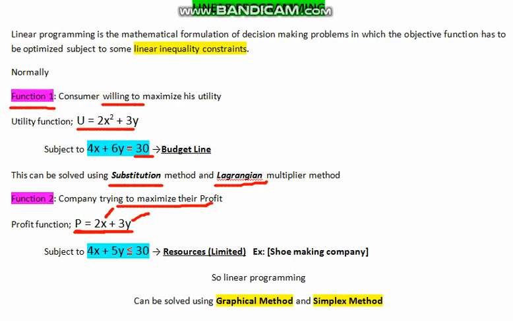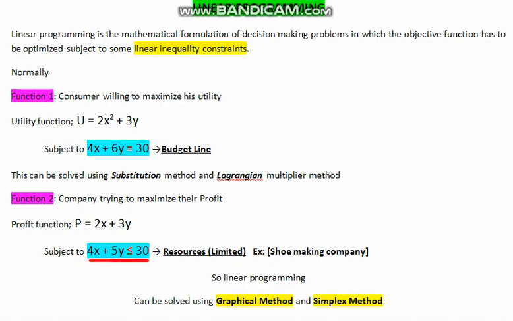So if he uses only 25 tons of steel, then it is definitely less than 30. This whole function 4x plus 5y is only, suppose say, 25. The total amount of steel that you have is some 30. So definitely it should be less than or equal to, and the company always has this motive of trying to maximize their profit by making less use of the resources than whatever they have. So that's why it is always less than or equal to.